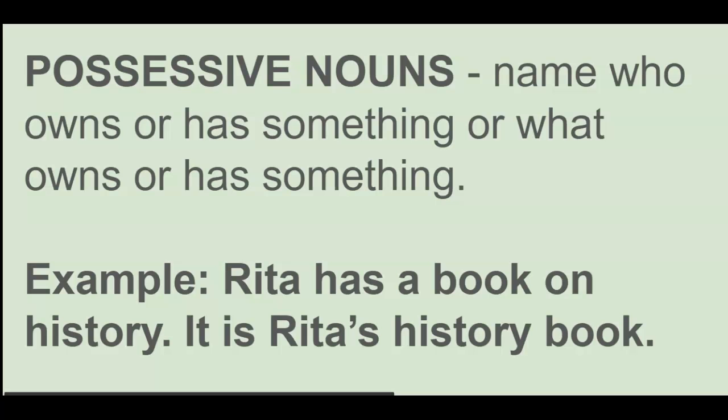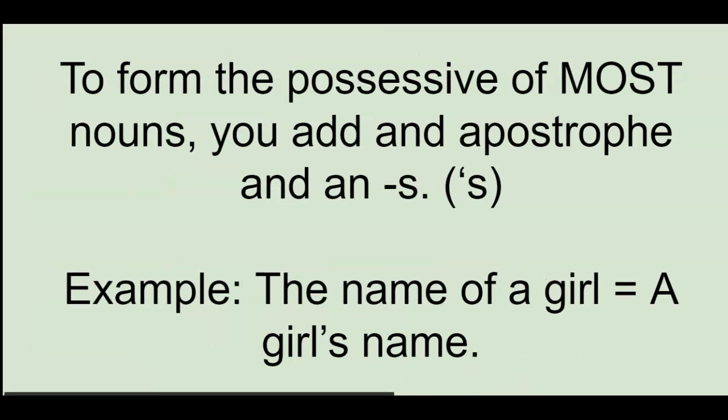Okay, possessive nouns name who owns or has something: a person if they own something, or what owns or has something, say a business or a country. Example: Rita has a book on history. It is Rita's history book. Rita, apostrophe S, is our possessive noun right here.